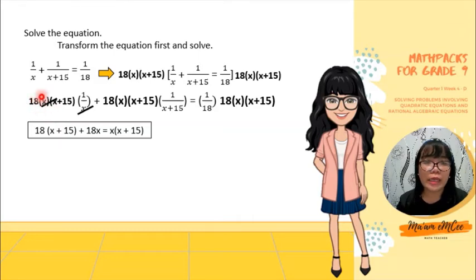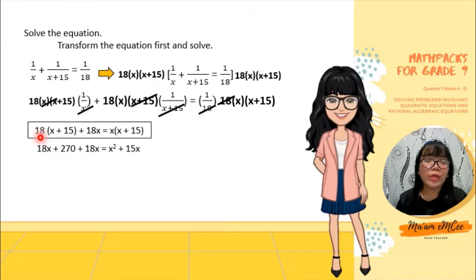So 18, what remains is 18 times x plus 15 times 1, and that would be 18 times the quantity x plus 15. Then we cancel out x plus 15. So what remains is 18 times x times 1, and that will be equal to 18x. So equals, we cancel out 18. So what remains is 1 times x plus 15. So we have here x times x plus 15.